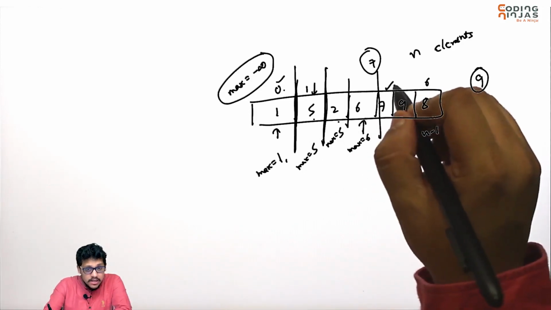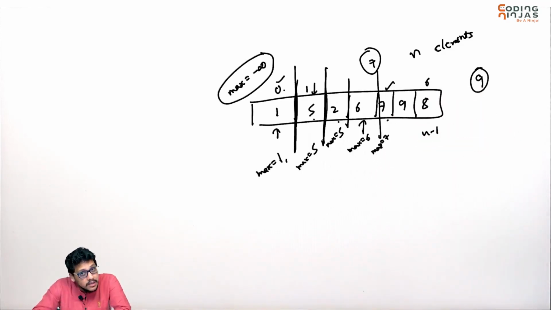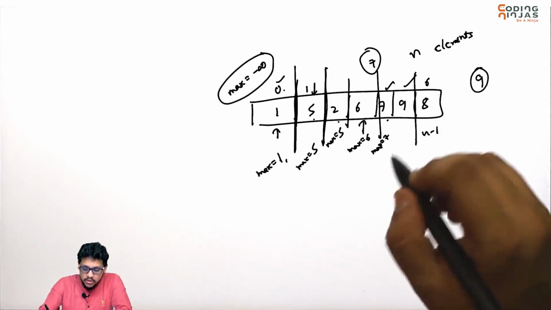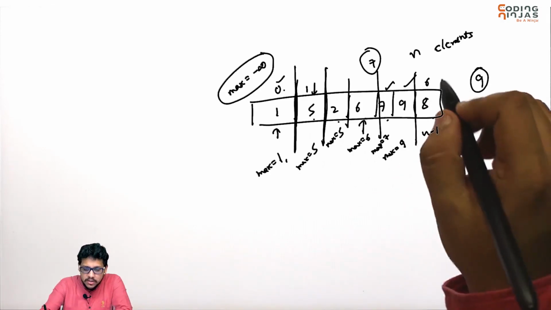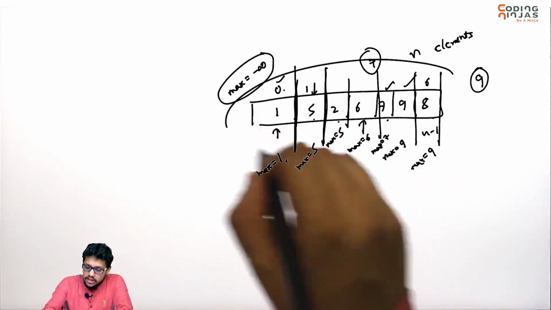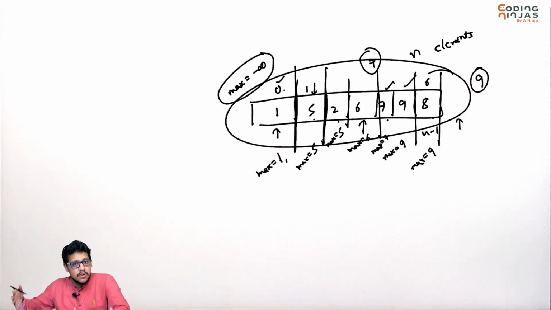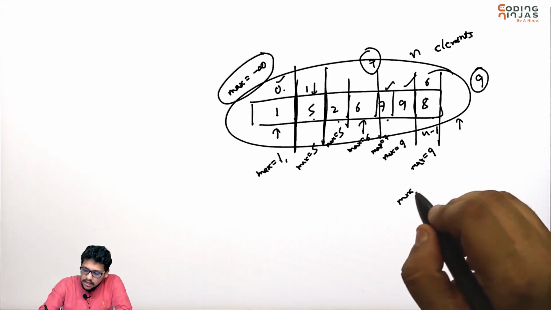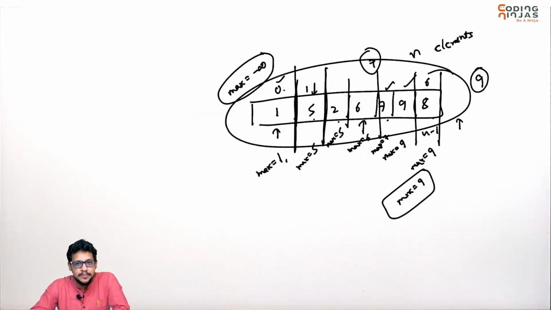Now you will go to 7. This is greater than the maximum up till now. So your max will become 7. When you go to 9, 9 is greater than the maximum up till now. So your max will become 9. You will go to 8. 8 is not greater than the maximum up till now. So your max will still remain 9. This part is over. After coming out of this array, you will have your maximum, that is 9. So you will have your maximum amongst these n elements.